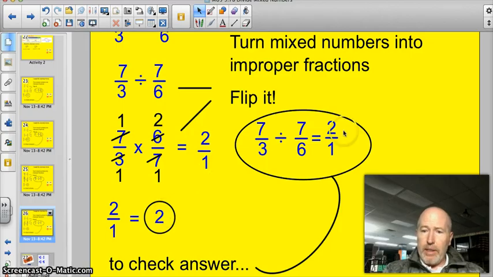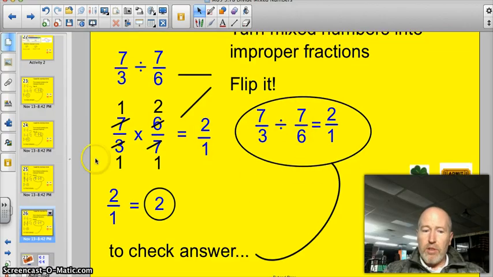Plug that back in. 2 times 7 is 14. 1 times 6 is 6, so I'd have 14/6, which can reduce down to 7/3. So yes, my answer is correct too.